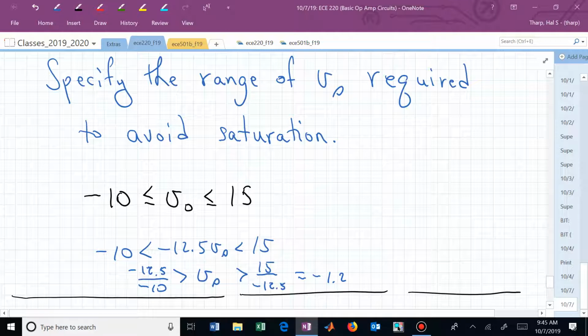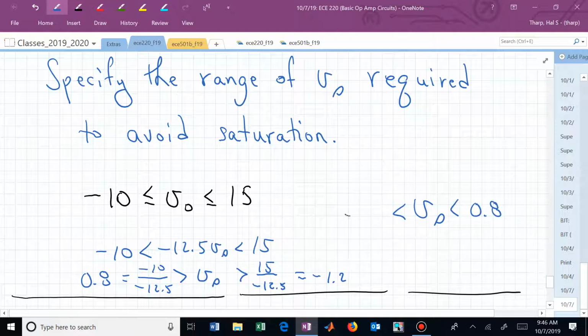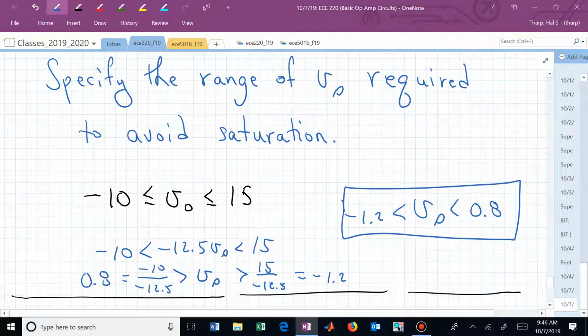And thank you for correcting. This is now -10 over -12.5. That's less than 1, and in fact it's 0.8. In this case then, V sub S is restricted to being less than 0.8 volts and bigger than -1.2 volts. It doesn't have to be symmetric. Its limits on the input voltage, because the output, depending on the supply rail voltages, might not be symmetric about a given common value.